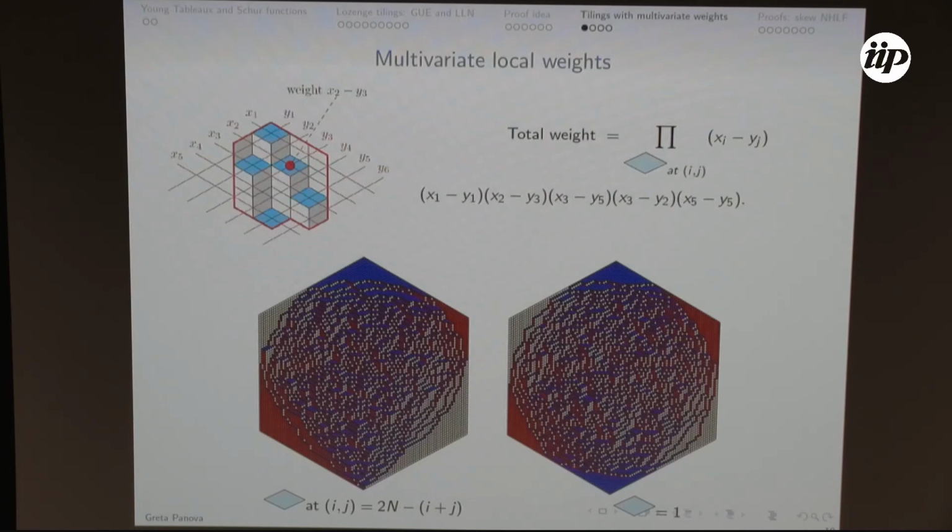And then the total weight of the lozenge tiling is going to be proportional to the product of all these weights for the horizontal tiles. One can think that the other two types of tiles just have weight 1, and we just take the product of all the weights for the given configuration. So in this particular tiling, this is going to be its weight.